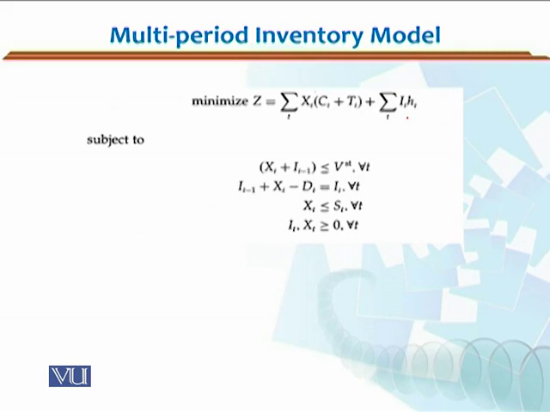I would like to minimize this objective function subject to the following constraints. My XT, that means the inventory which I have ordered or received in a time period, plus the ending inventory from the previous period. If XT is, let's say, 5, it would be I4. The ending inventory at the 4th period should be less than or equal to my total storage capacity.